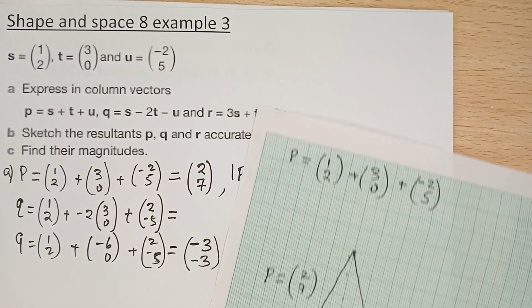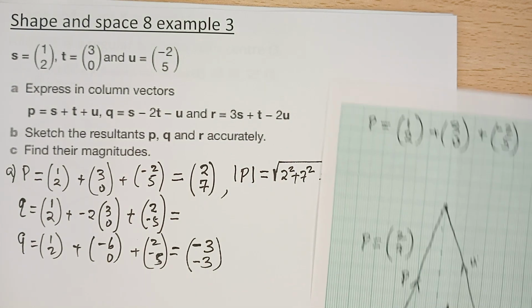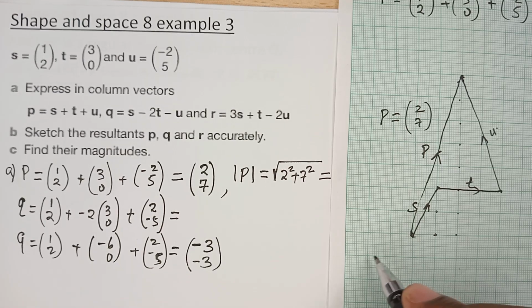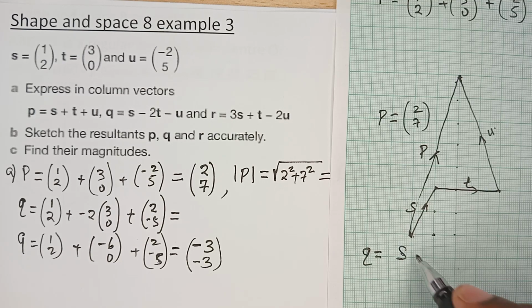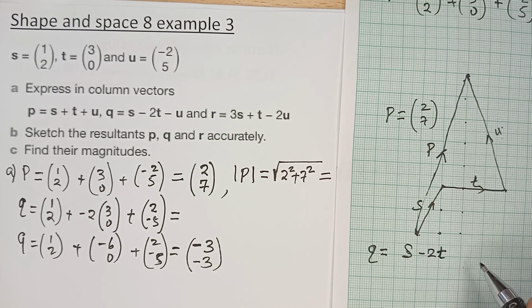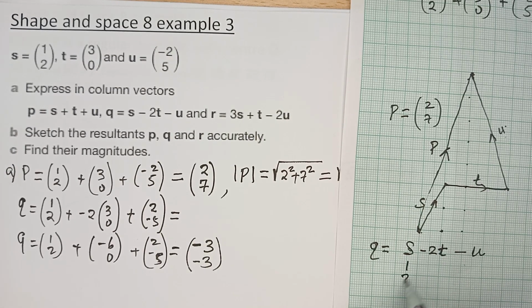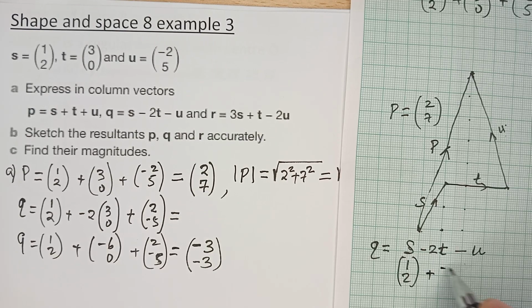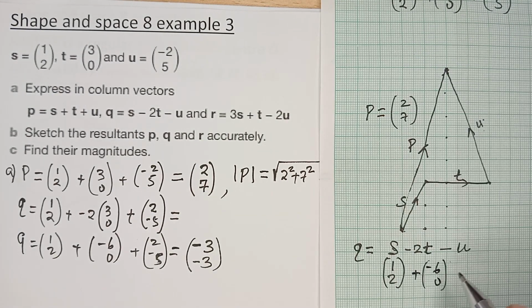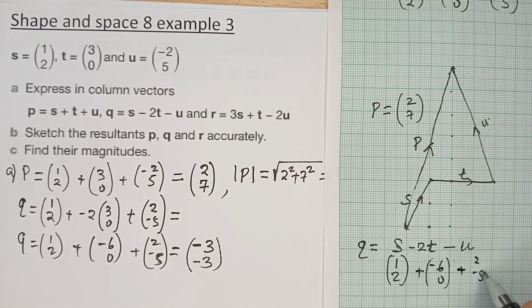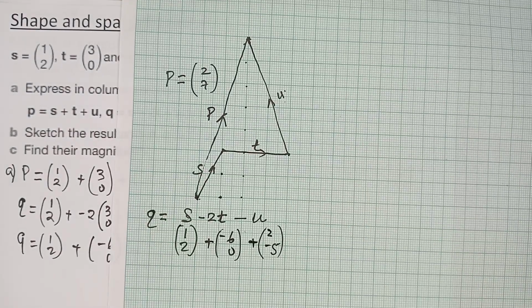As you look at it, we are going to have vector Q here. Vector Q is actually S minus 2T minus U. Basically, we are saying (1, 2) plus (-6, 0) plus (2, -5). Let us now sketch it on this particular graph paper.